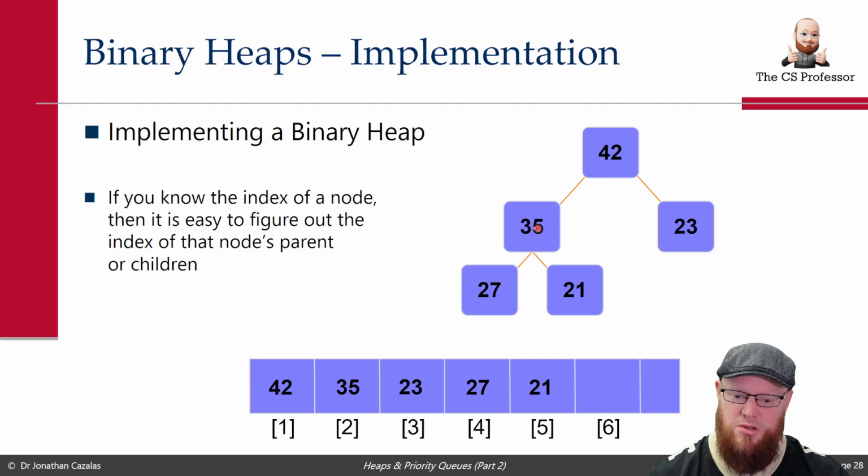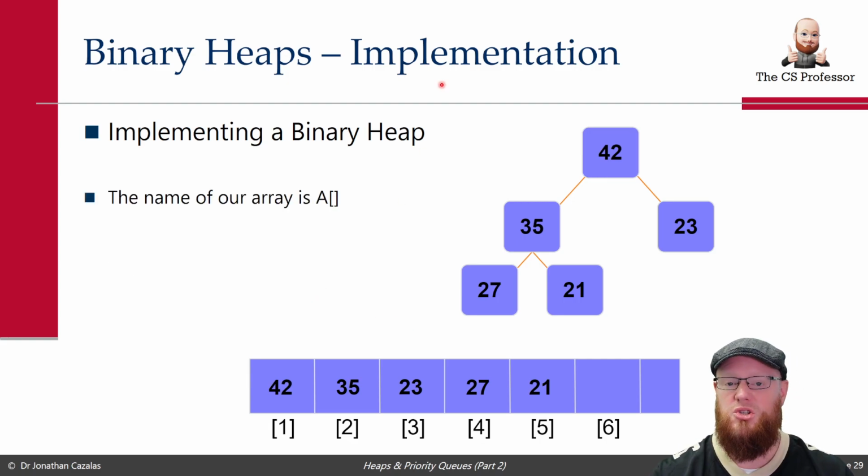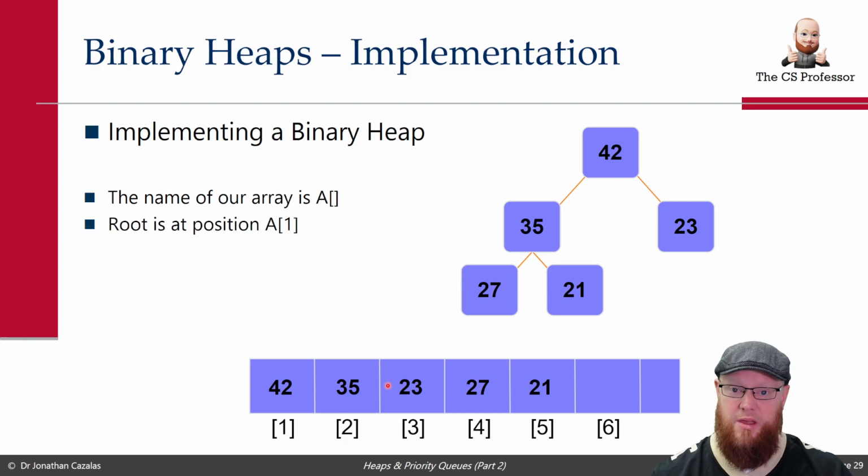This would be 1, 2, 3, index 4, index 5, index 6 would be here, index 7 would be here, index 8 would be the left child of 27. So, how do we actually make that happen? Assume the name of our array is just A. The name of this array right here is just A. Check it out. The root will be at index 1.